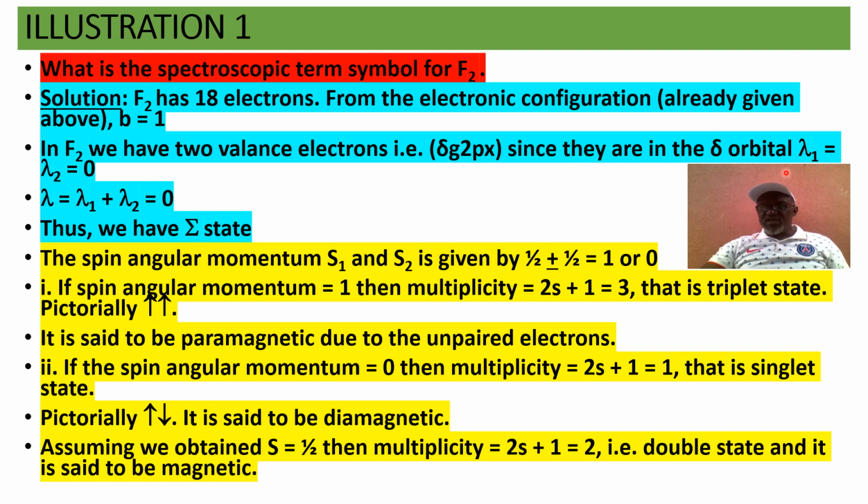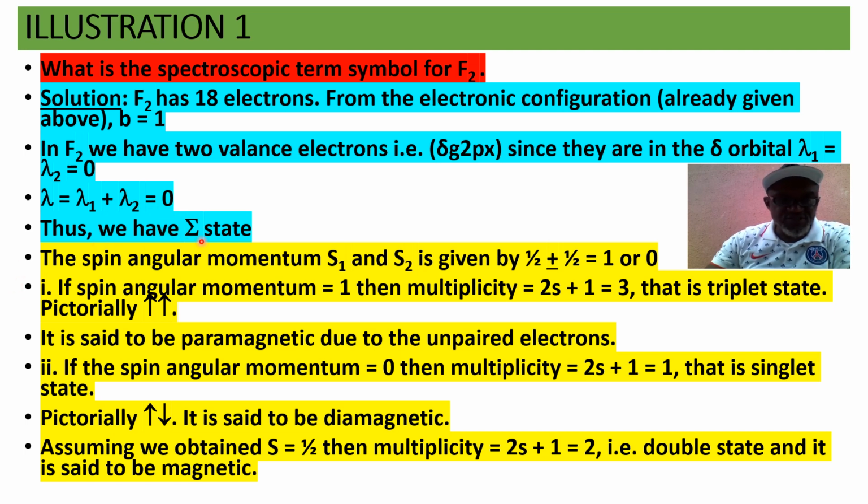Since they are in this molecular orbital, lambda 1 is equal to lambda 2 equal to 0. They are in a sigma molecular orbital, which we said has lambda equal to 0. Therefore, 0 plus 0 is equal to 0. So our lambda is 0 plus 0 equal to 0.